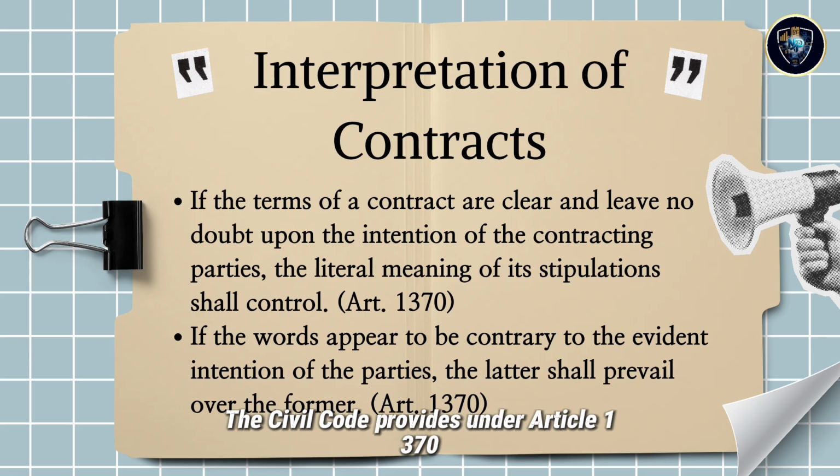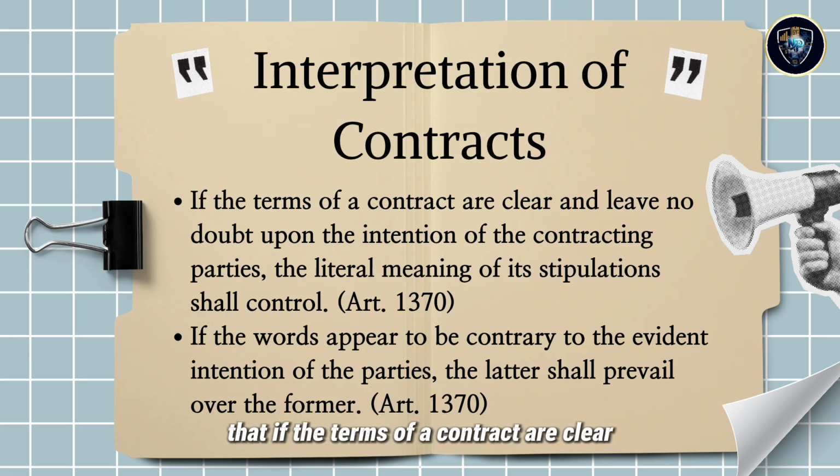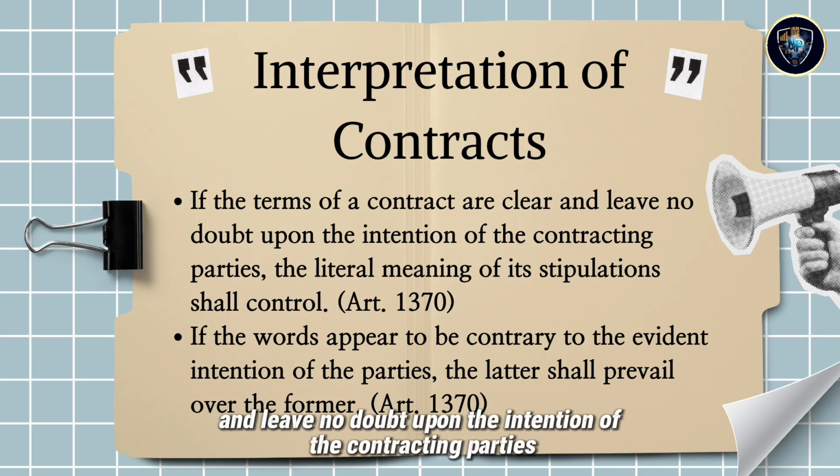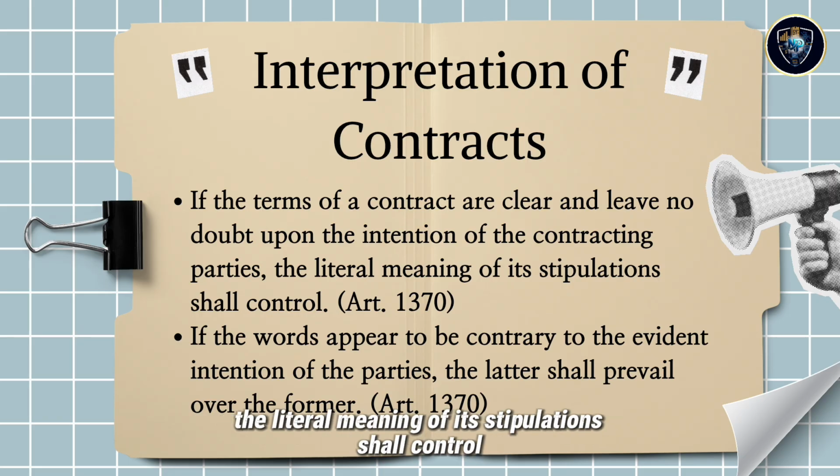Now let's move on to interpretation of contracts, under Articles 1370 to 1379. The Civil Code provides under Article 1370 that if the terms of a contract are clear and leave no doubt upon the intention of the contracting parties, the literal meaning of its stipulations shall control. And if the words appear to be contrary to the evident intention of the parties, the latter shall prevail over the former. Basically, the primary rule under the Civil Code is this.